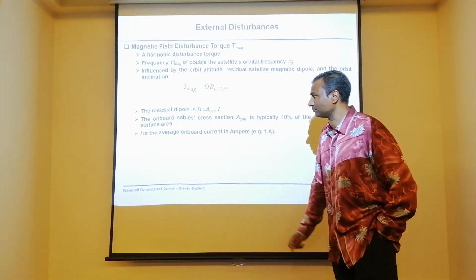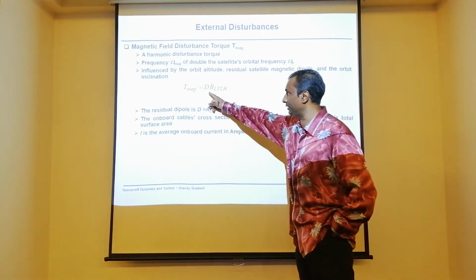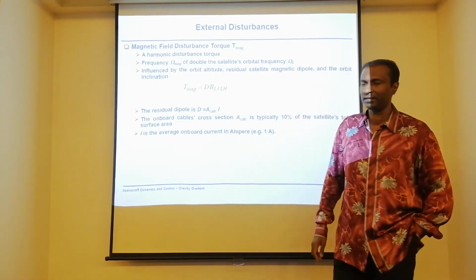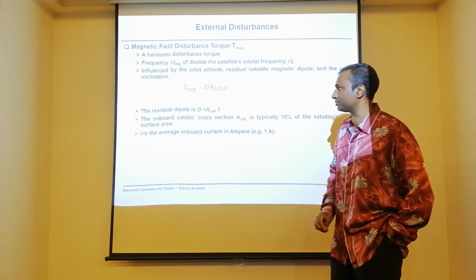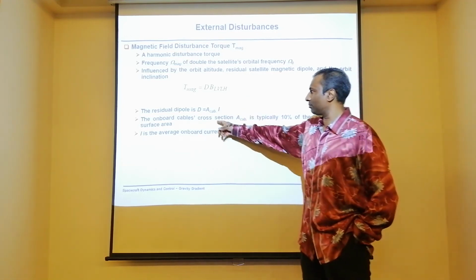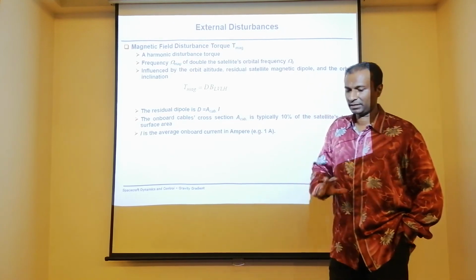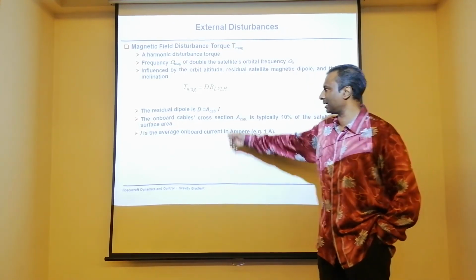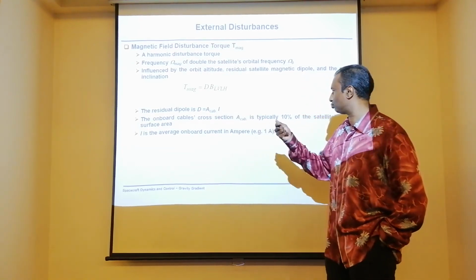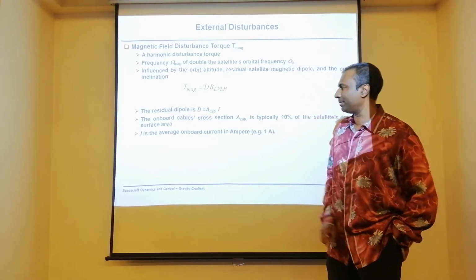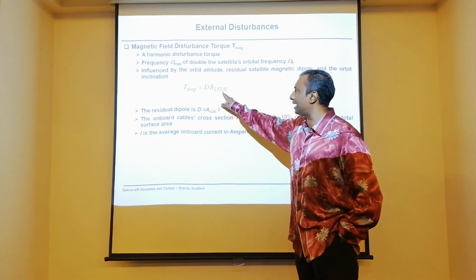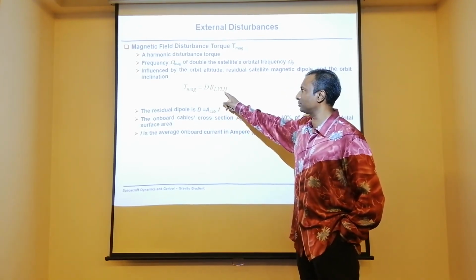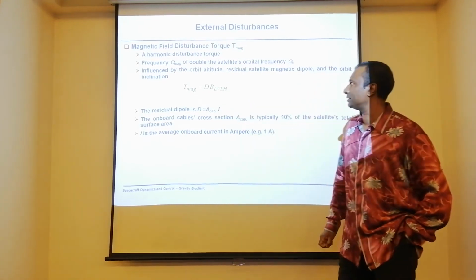It is also caused by the wires that you have in the satellite. So it's called residual dipoles, because of the wires. Normally what we take is about 10% of the satellite surface, it is the cross section of the wire, times the actual current that is going to go through the wire. Normally we take about 1 ampere. So this will be the dipole. But how to estimate the B in LVLH? Yeah, this is important. Let us see how to actually estimate this.